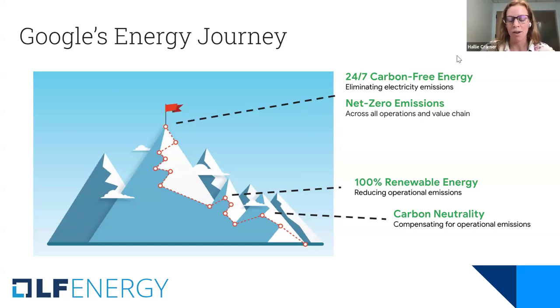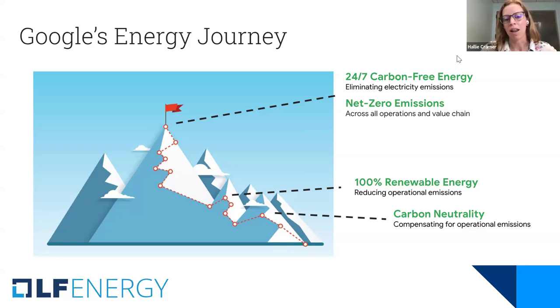Then in 2010, we had our first power purchase agreement, working towards a goal of 100% renewable energy that we first achieved in 2017. And then in 2020, we set and announced our most recent moonshot goal to achieve 24/7 carbon-free energy by 2030. And I like this graphic of these goals because there are a couple of things I want to call out here. The first is that each goal is getting more ambitious. And you can see very clearly that our last goal, the one that we're working towards for 2030, it's the steepest part of the mountain yet that we've yet to fully climb.